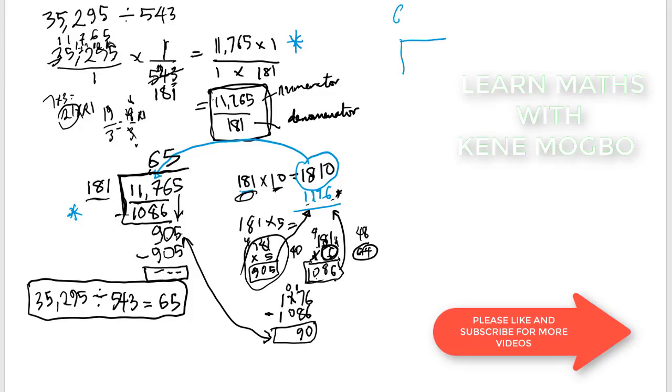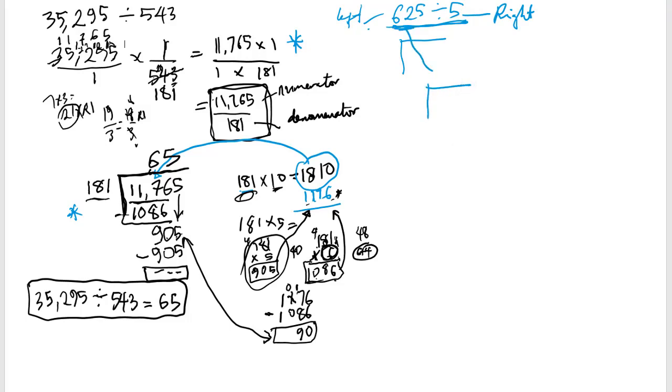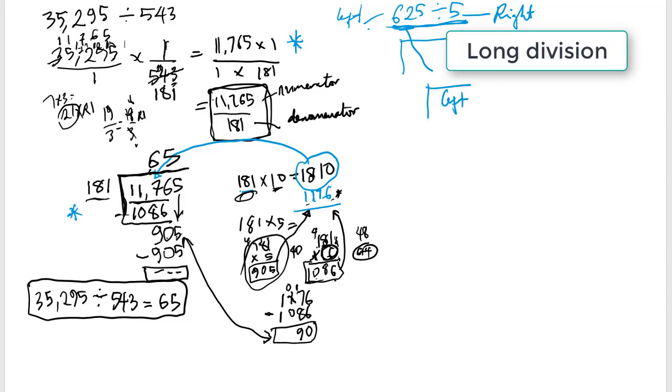So let's say 625 divided by 5. Remember, in the short division or long division method, you have a number to the left and a number to the right. The concept is that you put the number to the left inside, then the number to the right outside, and then you put your corner line here.